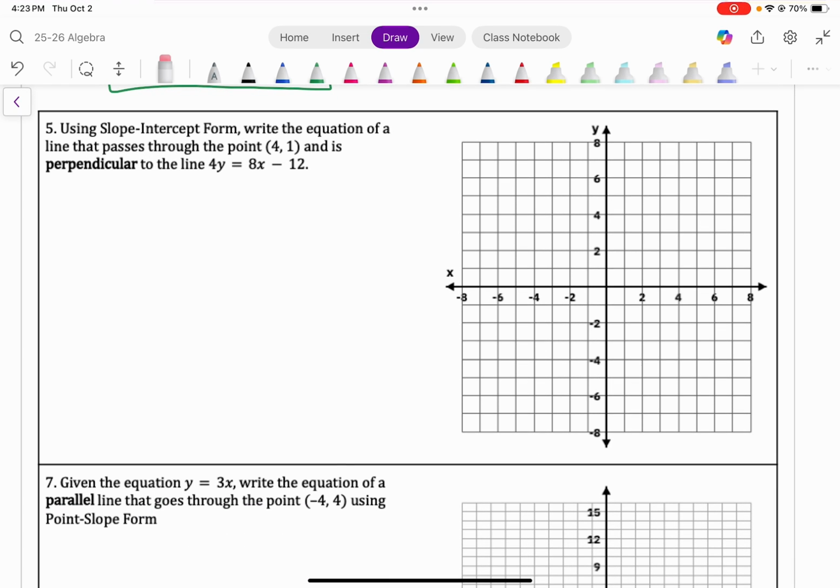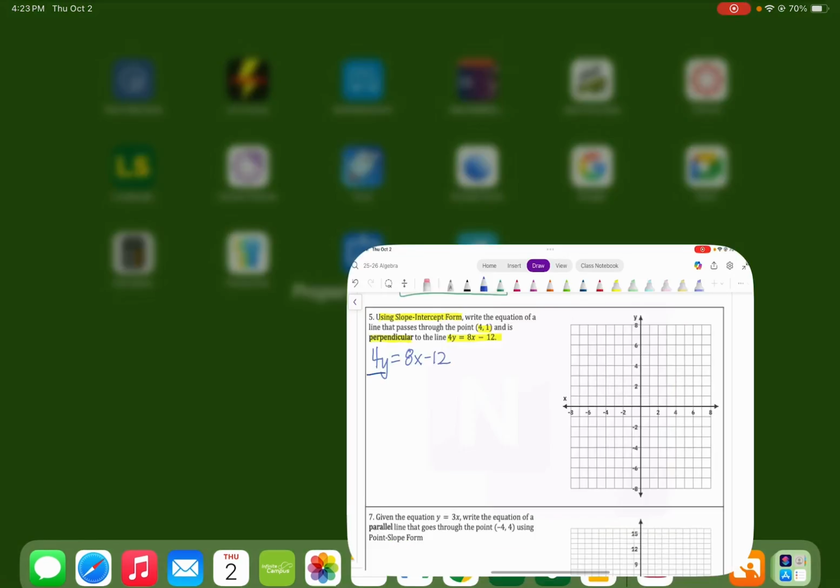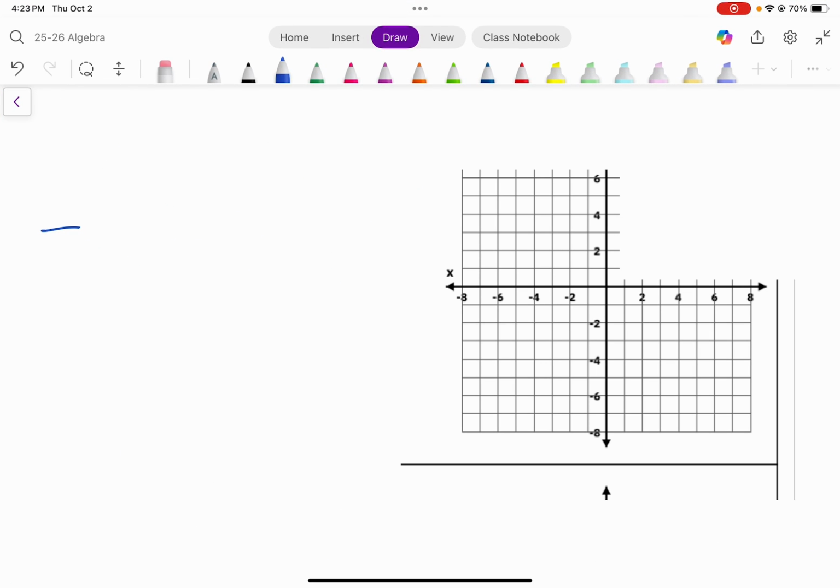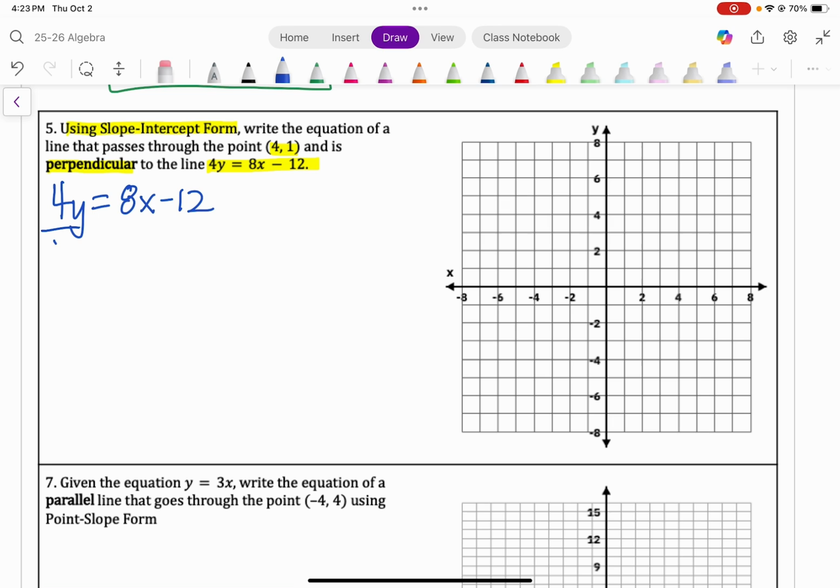Next one, we're going to use slope-intercept form to write the equation of a line that passes through 4, 1 and is perpendicular to that given line. So my given line has 4y equals 8x minus 12. Even though we're in the right order, I'm going to divide every term by 4 to get y alone. So y equals 2x minus 3.